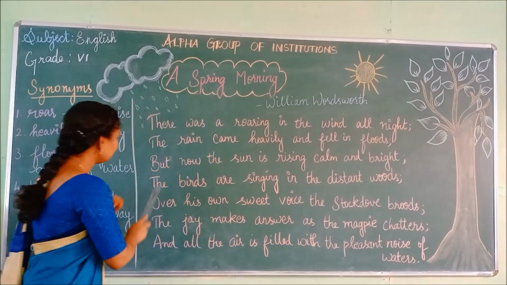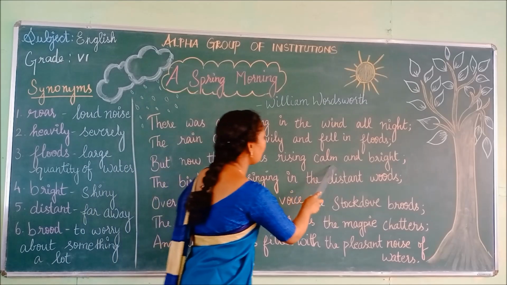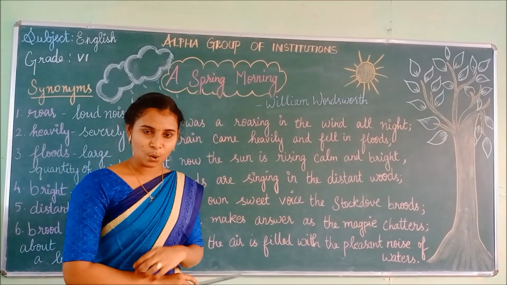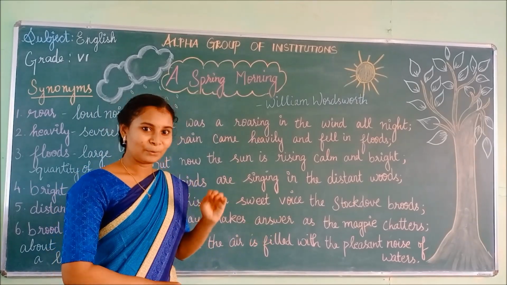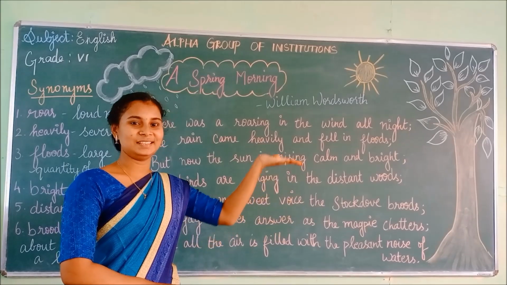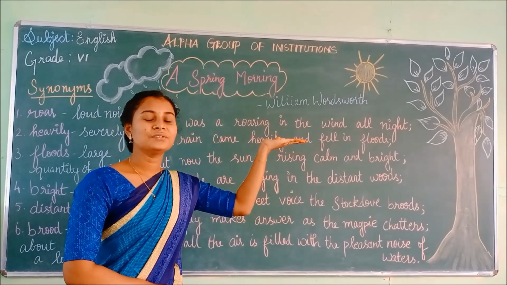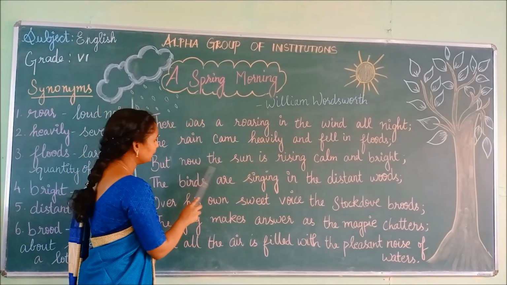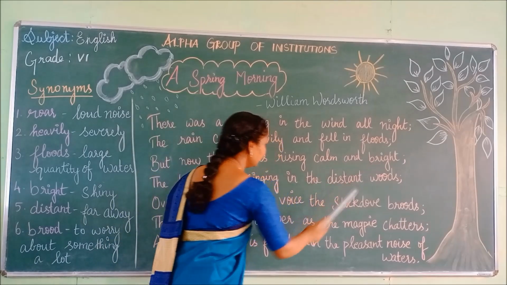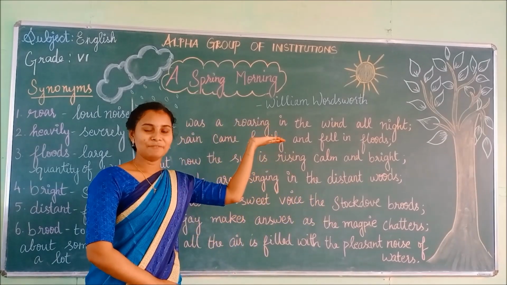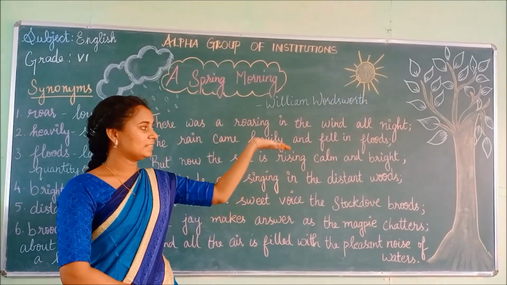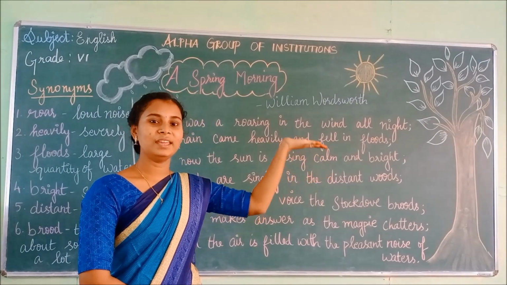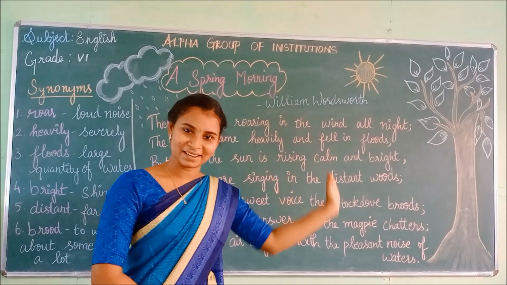Okay. The next line, but now the sun is rising calm and bright. So this was happening the previous night. On the next morning, what happened? There was no rain. What is happening here? The sun is rising. And how does it rise? It rises very calm and bright. Here you can see the sun is rising calm and bright. The sun is rising very calmly, without any noise, because the previous night there was a lot of noise. So here it is rising very calm and the sun is so bright.